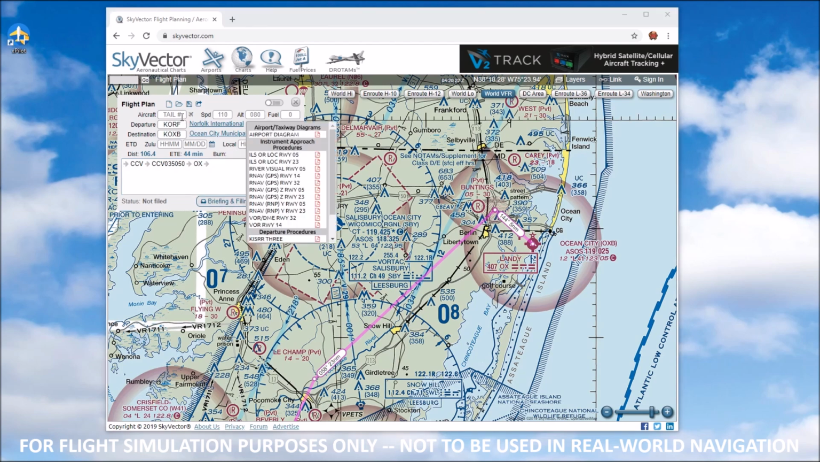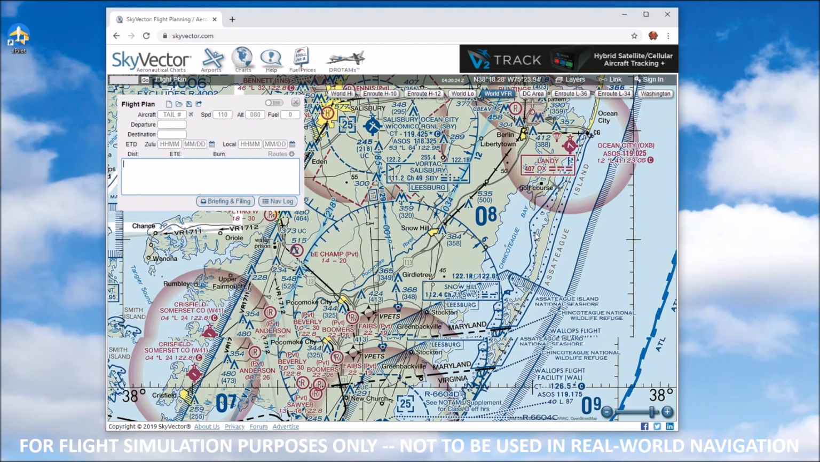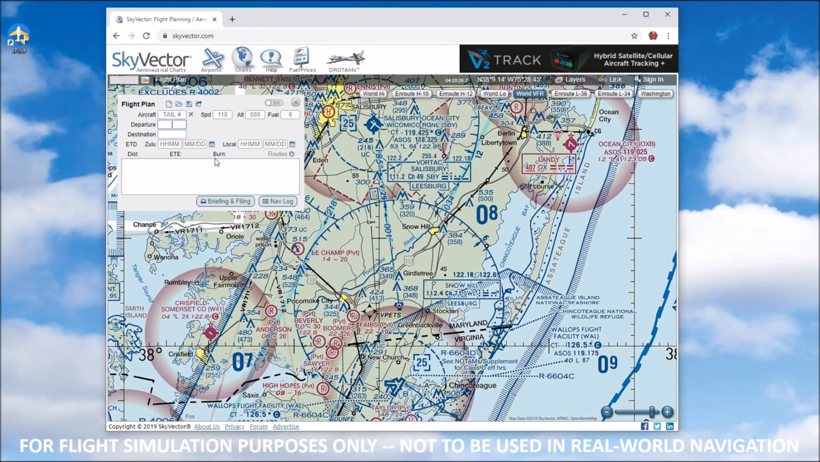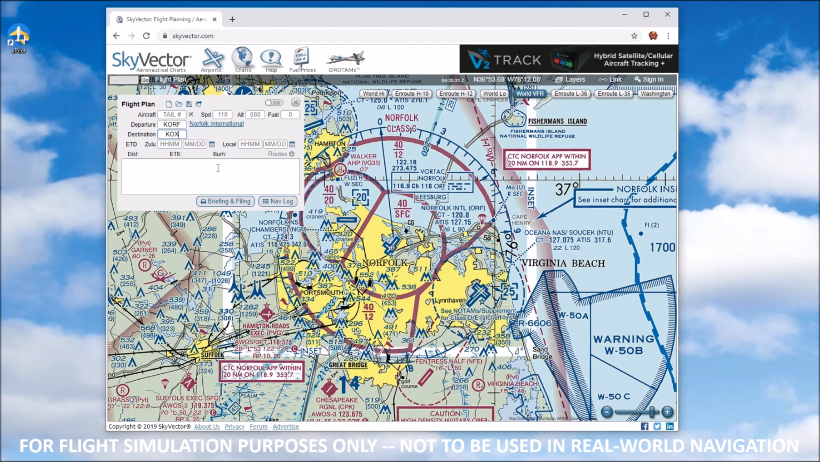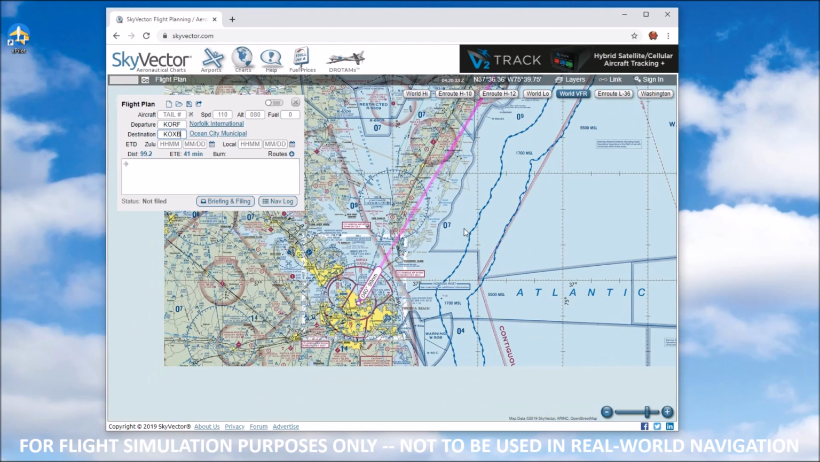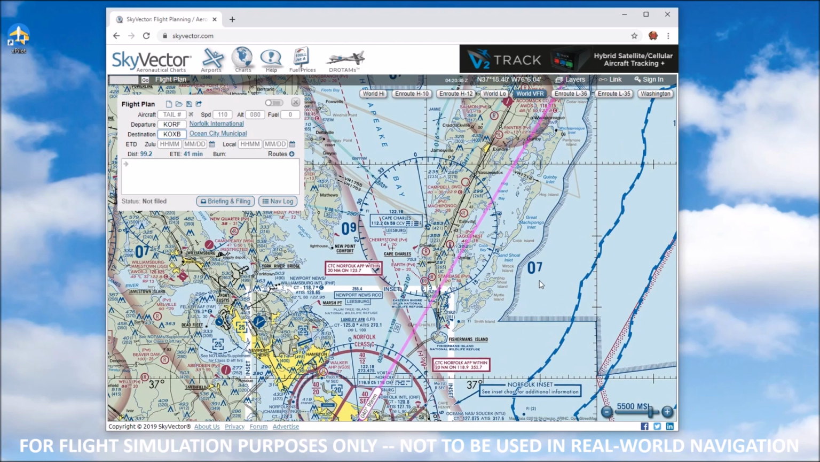Alright, now all that being said, here's the third way you can do it. And let's blank this out one more time. Whoops, I didn't mean to. Let's put the KORF and KOXB back. I meant to blank the route out, not the origin and destination. But anyway, the third way, and really by all rights, this should probably be the first way, the primary way.